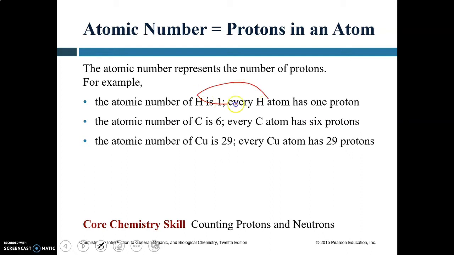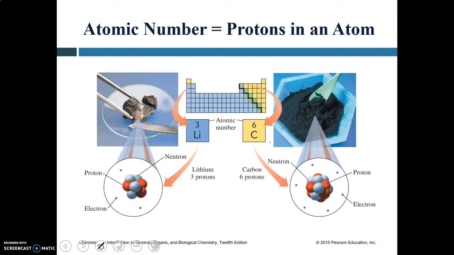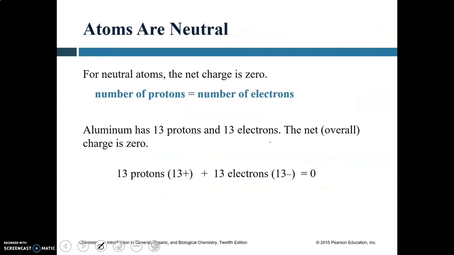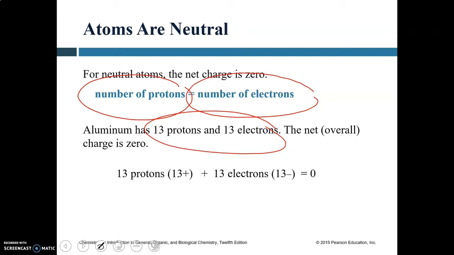So every hydrogen has 1 proton, every carbon 6 protons, every atom of copper 29 protons. Now, as we mentioned, atomic number equals protons in an atom, but what about electrons? Well, by definition, atoms are neutral. So for neutral atoms, the net charge is 0, so the number of positively charged protons should be equivalent to the number of negatively charged electrons. For example, aluminum has 13 protons, so it has 13 electrons. So the overall charge of an aluminum atom is 0.